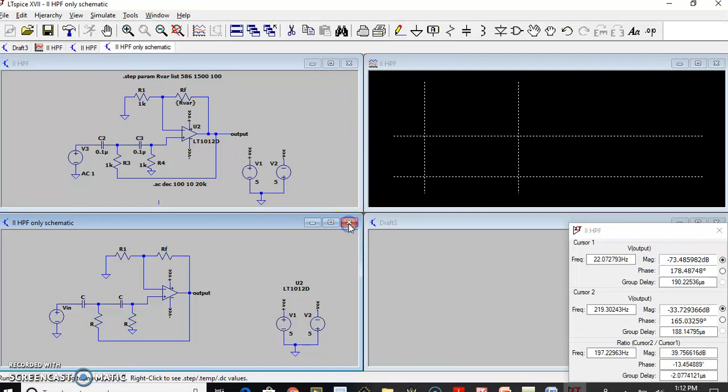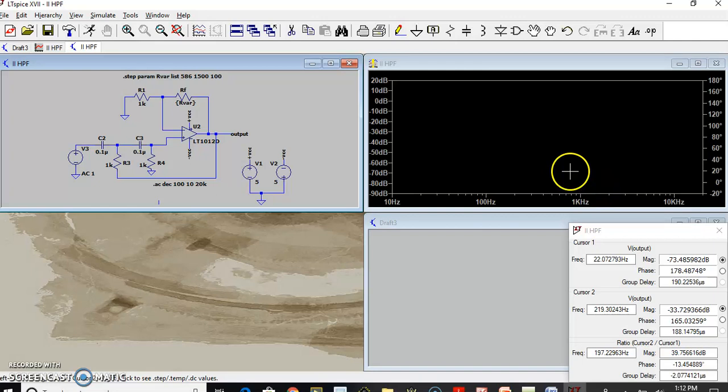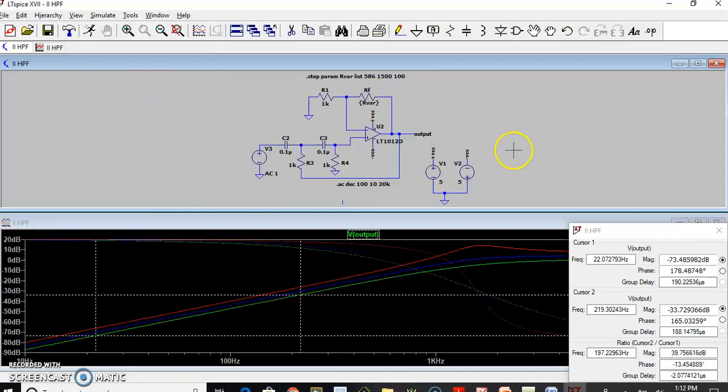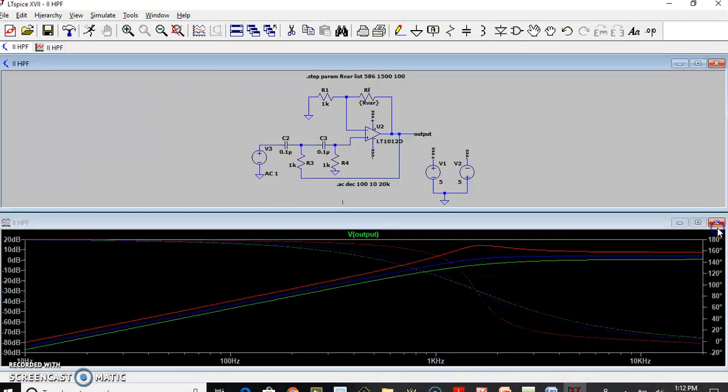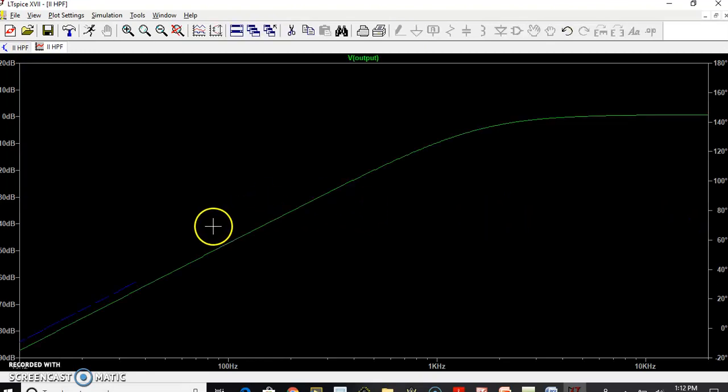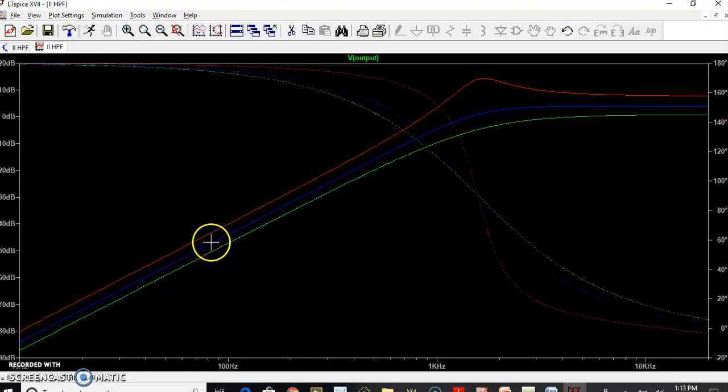Let me close this. Let me close this also. This is the transfer function here, this is the transfer function we are looking at. You can see we have three plots. One corresponds to overshoot, one corresponds to the maximally flat response, and the green one is for the poor response. You can see this has a slope of plus 40 dB per decade. That can be seen by placing two cursors at one decade difference. Let me just do that.